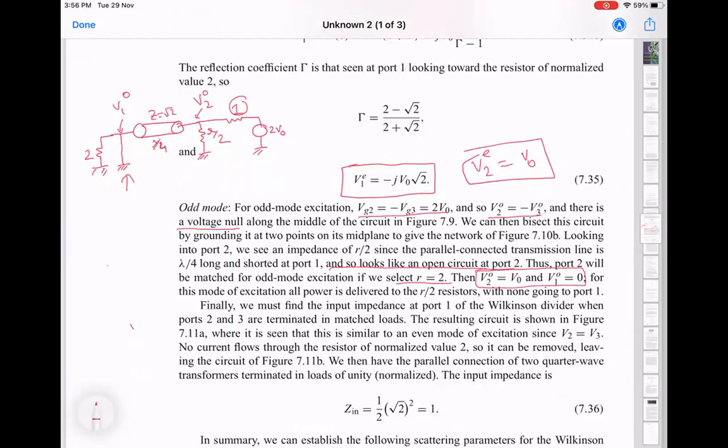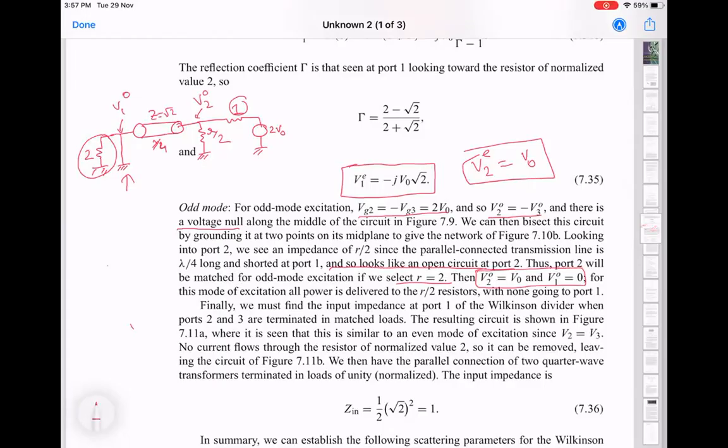So what they're also saying is that for this mode of excitation, all the power is delivered to the R/2 resistors, right? Nothing is actually propagating beyond this point itself because of this open circuit you are seeing from the λ/4 transmission line. So nothing actually gets here for the odd mode excitation. Everything is dissipating in this R/2.